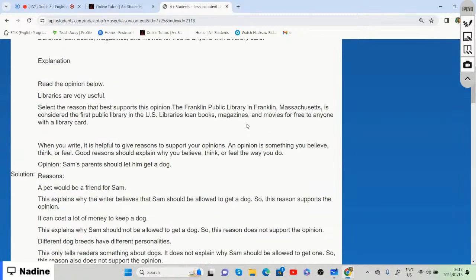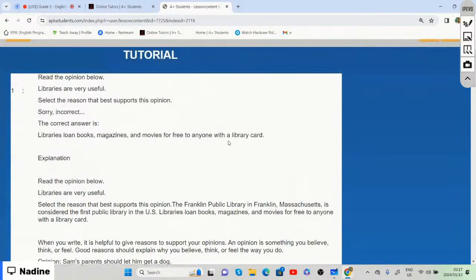All right, so now we're going to look at this little activity. It says, read the opinion below. It says, libraries are useful. Select the reason that best supports this opinion. Is it that libraries loan books, magazines, and movies for free to anyone with a library card? So if you have a card, you can come and watch movies for free at the library.